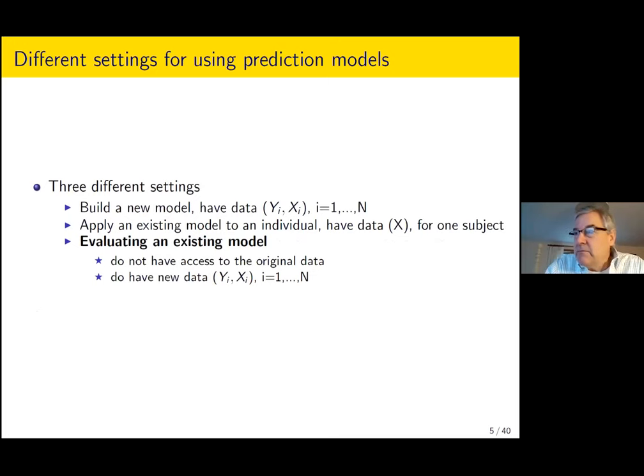Or if you want to apply the model to just one person. Now you have X, but you don't have Y. So I'm going to look at this last setting. You don't have access to the original model. It's the published model, maybe it's online, a calculator or something like that. You can have access to using it, but you don't have access to the data that it was built from, but you do have your own data set.